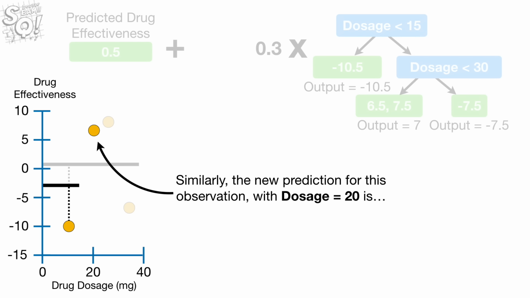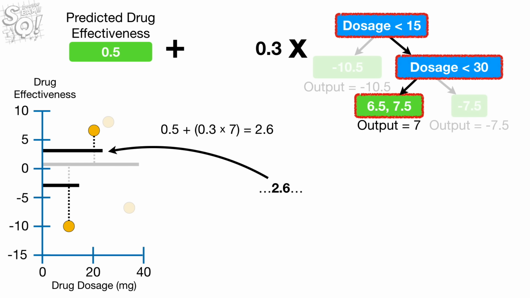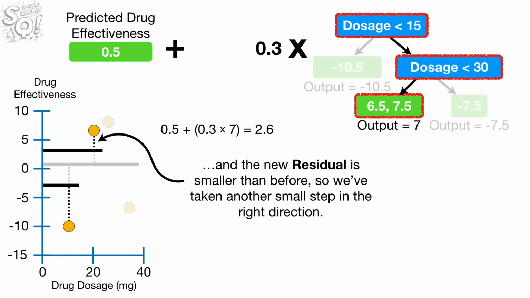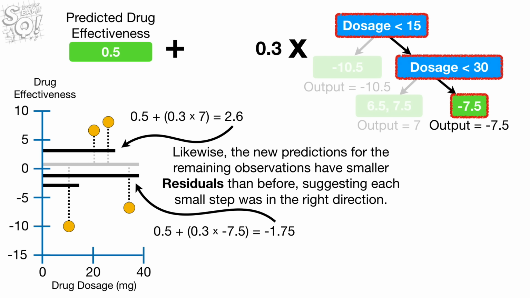Similarly, the new prediction for this observation with dosage equal to 20 is 2.6, and the new residual is smaller than before, so we've taken another small step in the right direction. Likewise, the new predictions for the remaining observations have smaller residuals than before, suggesting each small step was in the right direction.